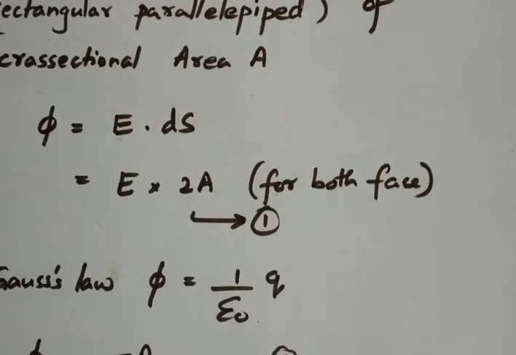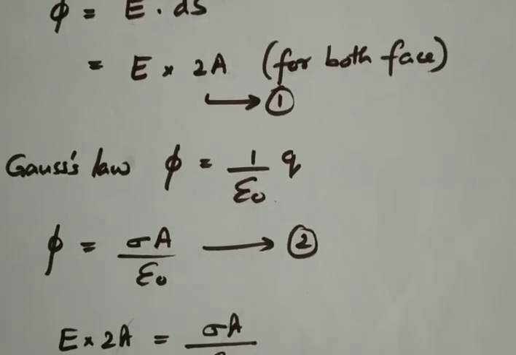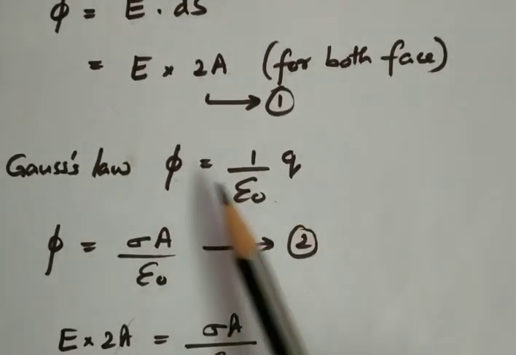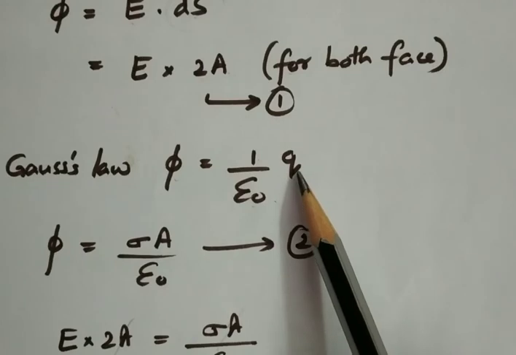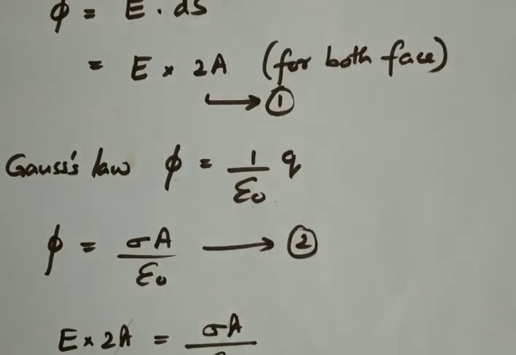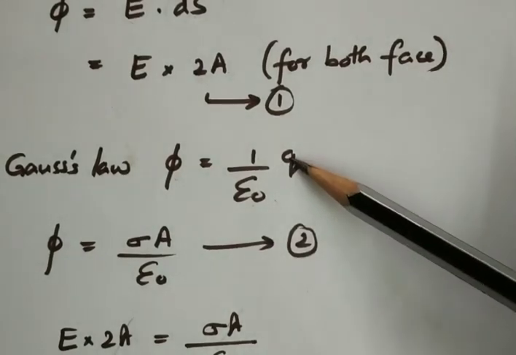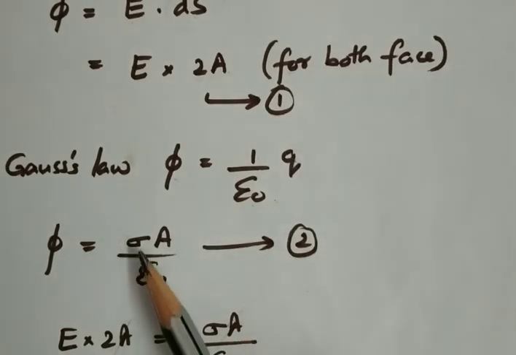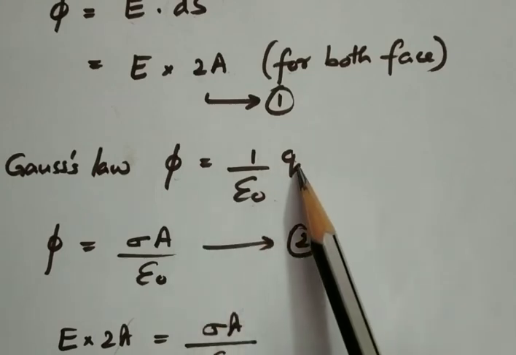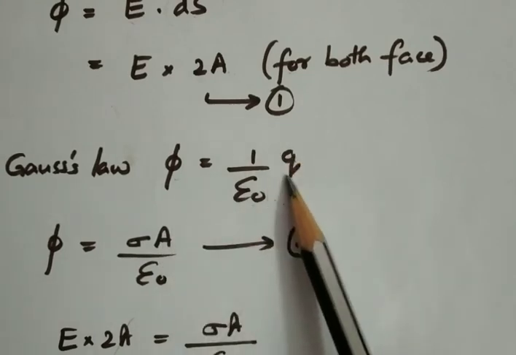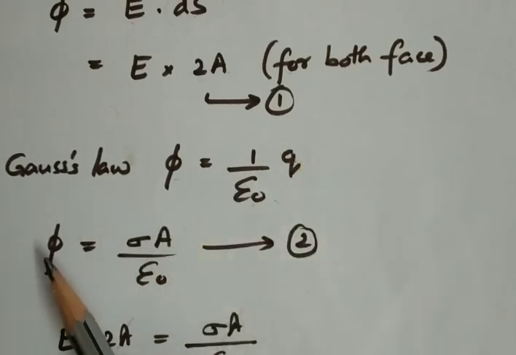Next, let us apply Gauss's law. Gauss's law states that flux phi is equal to 1 by epsilon 0 times charge. And what about the charge here? I told you, we took surface charge density sigma for the plane sheet. So Q is equal to sigma into A. Sigma was Q by A. So Q is equal to sigma into A. So we can write sigma A instead of Q. So flux phi is equal to sigma A by epsilon 0.